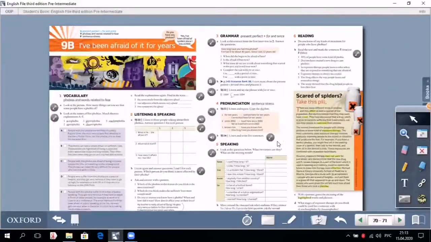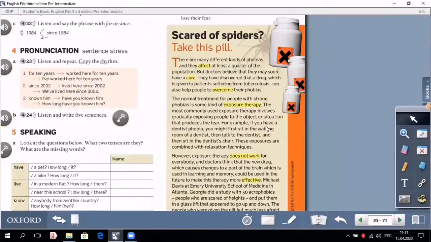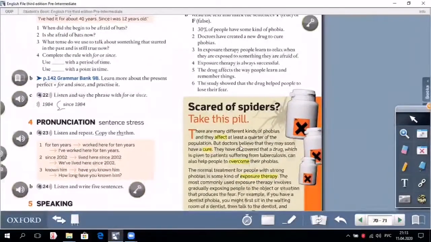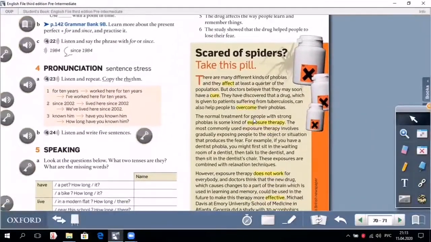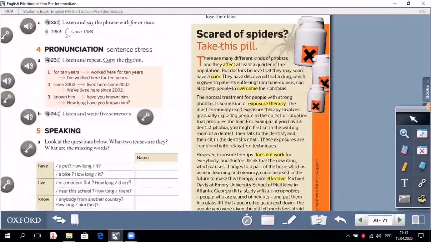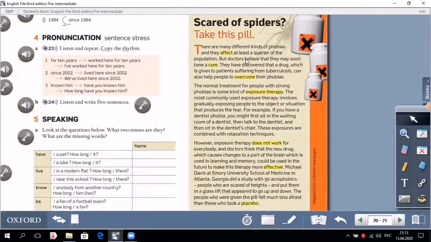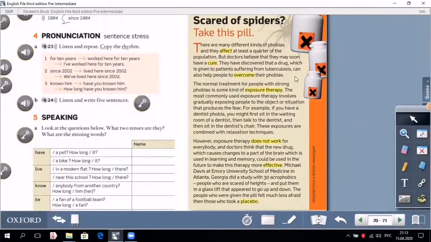So here we have a reading text. Before doing this exercise, you should read the text about phobias. The text is called "Scared of Spiders." Let's read this text and try to understand. There are some highlighted words. You should learn the meaning of these words and word combinations. Let's start reading.